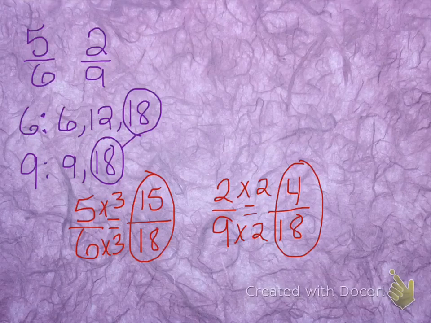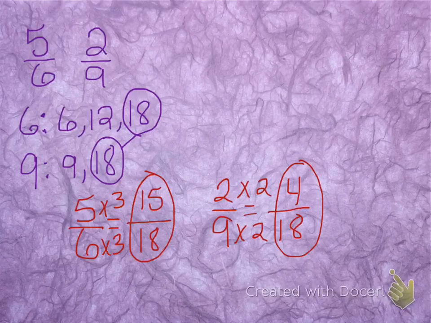With that, you had to take 5/6 and make an equivalent fraction with the denominator of 18. So you took your 6 and you asked, what did I do to 6 to get 18? And you say 6 times 3 equals 18. Then whatever you do to the denominator, you have to do to the numerator, so you have to say 5 times 3 equals 15. So 15/18 is your equivalent fraction for 5/6.